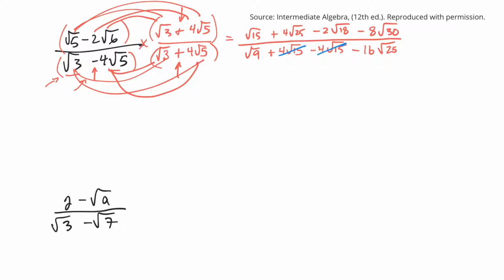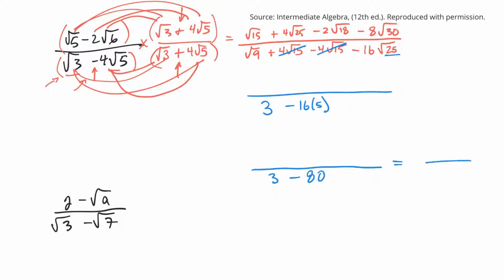And then the square root of 9, let's just do the bottom. The square root of 9 is 3. Square root of 25 would be 5, so this would be like minus 16 times 5, which, let's keep going on the bottom. That'll be 3, take away 16 times 5 is 80. So on the bottom, I'm going to get negative 77.